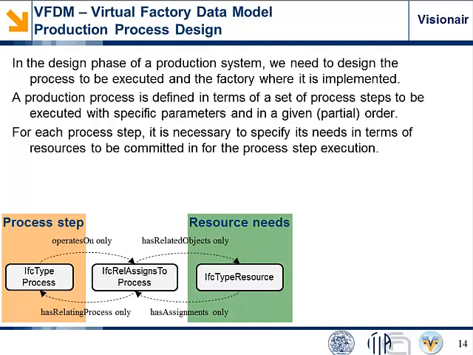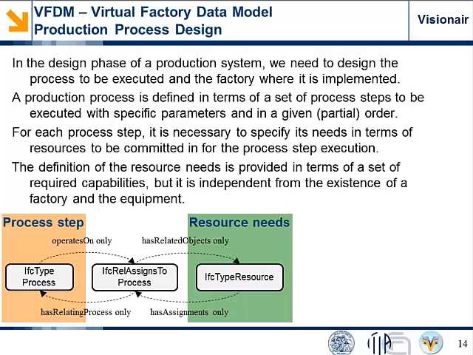So here, I'm showing you what we have inside the repository. We have this class type called EFC type process. This is a type class defining a step of the production process. Then we have an EFC type resource, and those two type classes are joined together by a relation that says that if you want to execute this process step, you will need to have this kind of resource.